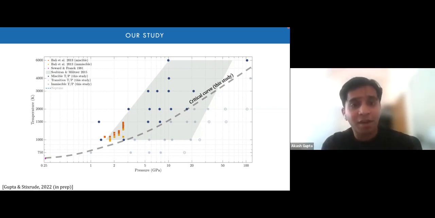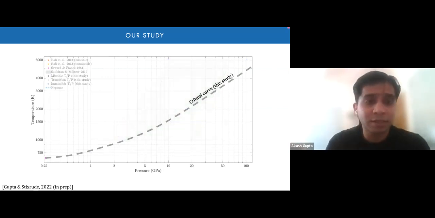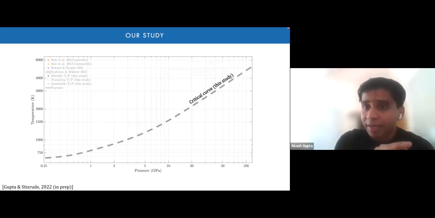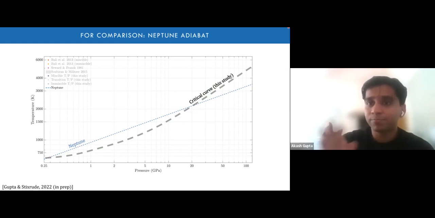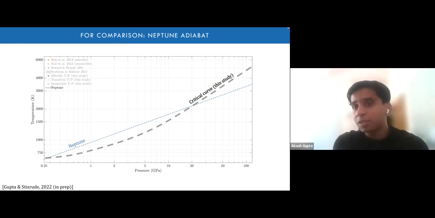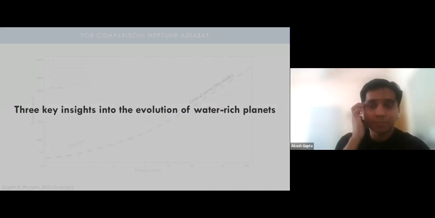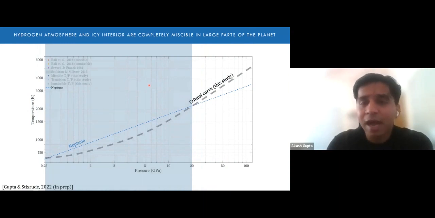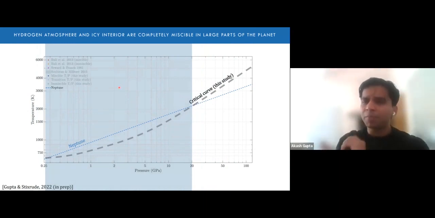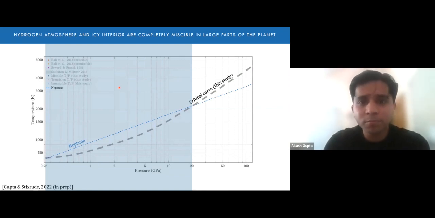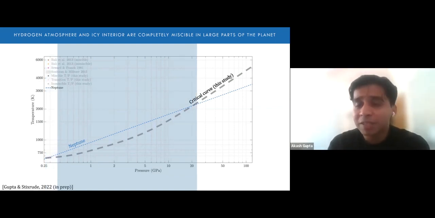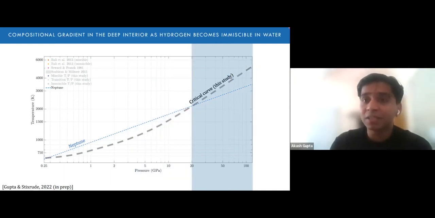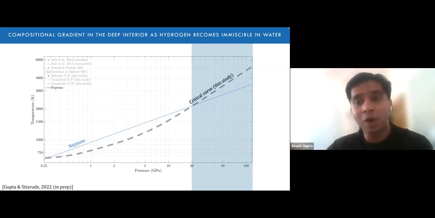Now, this plot has gotten a lot crowded, so let us cut things down to the main takeaway, that is this critical curve. For context, let us plot the adiabat for Neptune. Now this plot is basically telling us three interesting things. First of all, in this entire region, the hydrogen atmosphere and the water-rich interior should be completely miscible into each other. Much deeper down, you will expect a compositional gradient, as the hydrogen will become increasingly immiscible as you go to higher pressures.